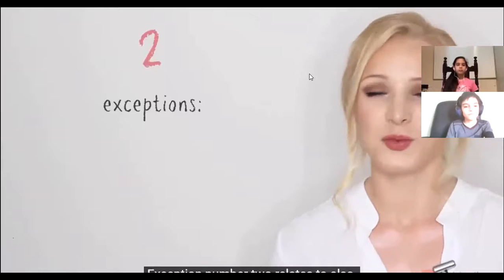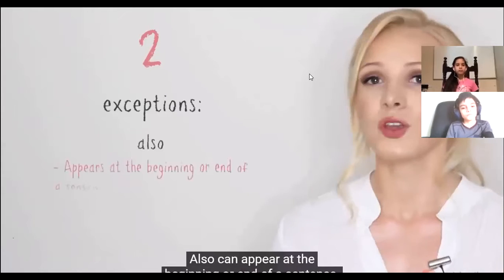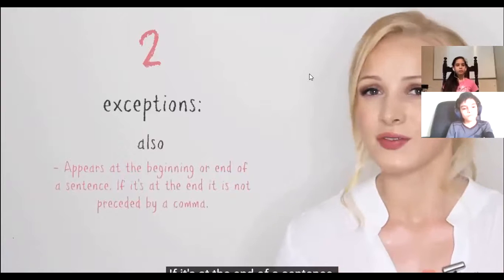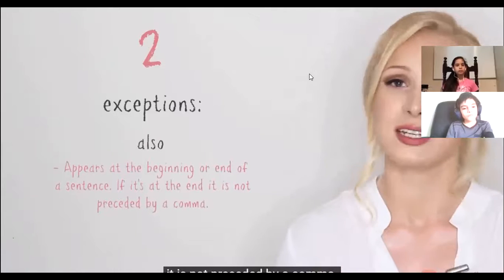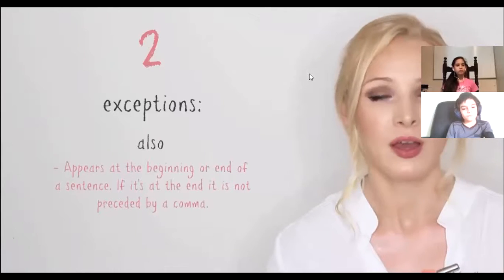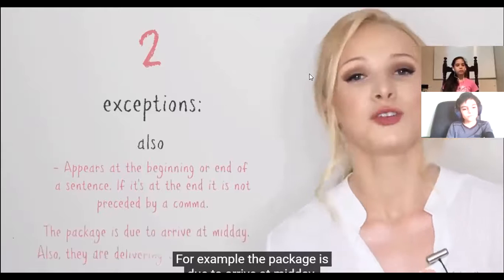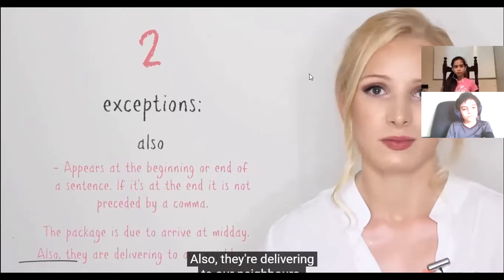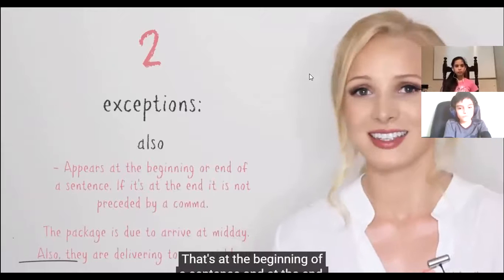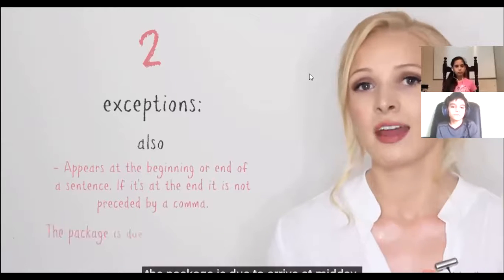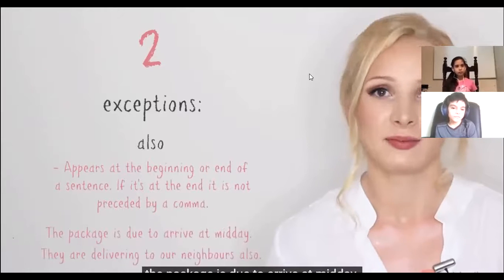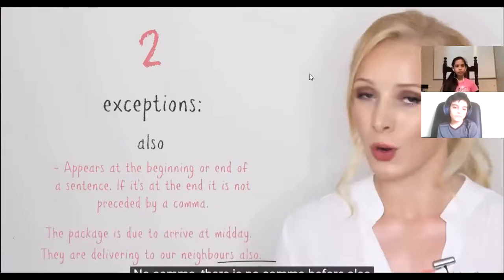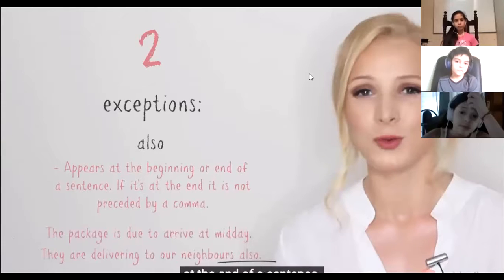Exception number 2 relates to also. Also can appear at the beginning or the end of a sentence. If it's at the end of a sentence, it is not preceded by a comma. For example, the package is due to arrive at midday. Also, they're delivering to our neighbours. That's at the beginning of a sentence, and at the end, the package is due to arrive at midday. They're delivering to our neighbours also. No comma before also at the end of the sentence.